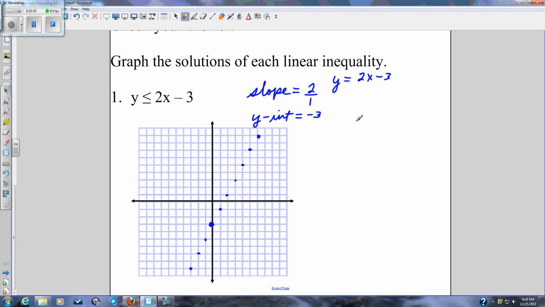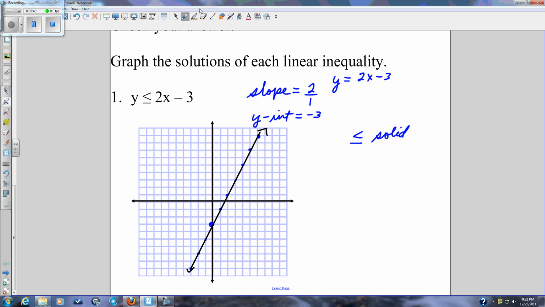And before we make our line, we have to determine if we want it to be dashed or solid. Since it's a less than or equal to, it's got that equal to sign underneath it, we're going to use a solid line. So let's go ahead and make a solid line that goes through those points. And I'm going to put arrows on the end.